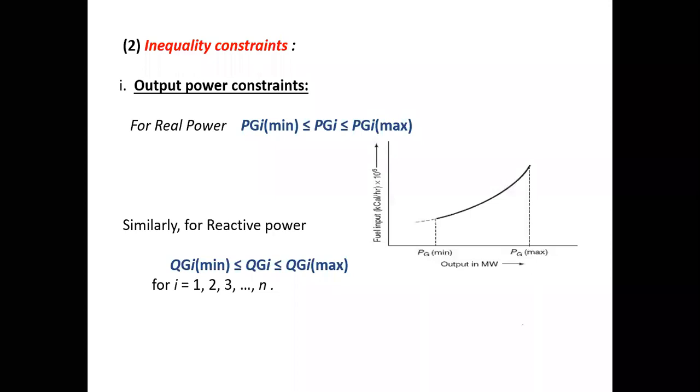Means we can say that is unstable operation. Similarly, we can write the same boundary limits for reactive power also, that is QG minimum less than or equal to QG less than or equal to QG maximum. If you operate the unit below the QG minimum, it leads to the stability limit of the machine. Similarly, if you operate the unit above the QG maximum, it leads to overheating of the rotor.